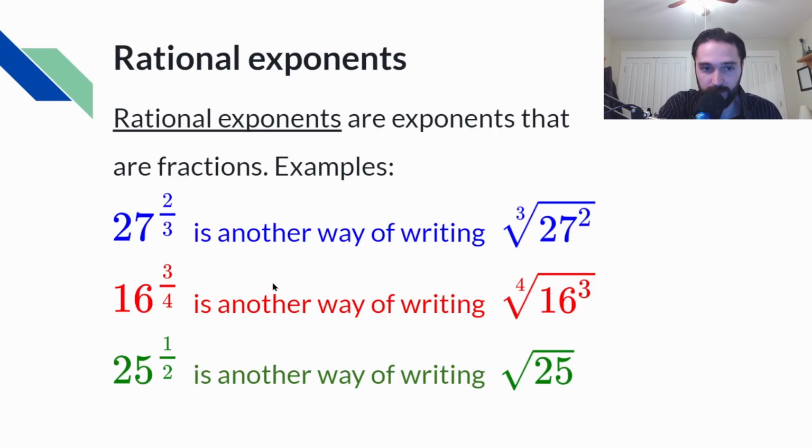Remember, we take the number in the denominator and make it the index of the radical, and we take the numerator and bring it inside the radical. And then the last example, 25 to the 1/2, is another way of writing the square root of 25. Remember, if there's no index, if it's left blank, it's assumed to be 2, and this whole thing is just being raised to the first power. So this is a brief review on rational exponents.